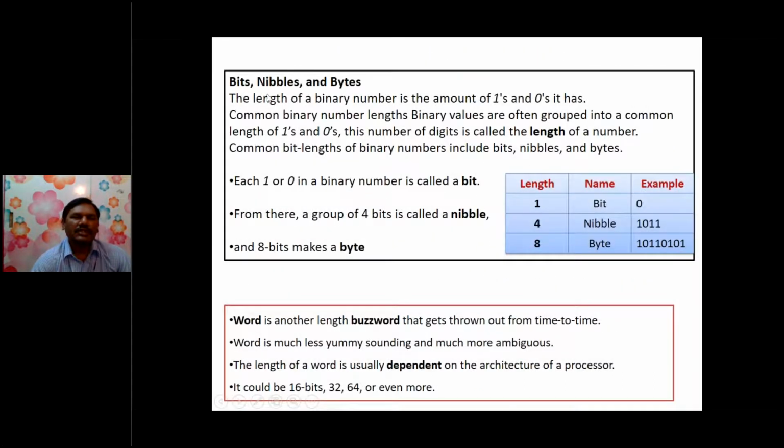And here is how to represent data in terms of bits, nibbles, and bytes. As I have given in this table, if the bit length is 1, it is called a bit. If the bit length is 4 bits, then it is called a nibble. Here I am giving an example also: 1011. If the bit length is 8, it is called a byte: 10110101. So 8 bits is called 1 byte.